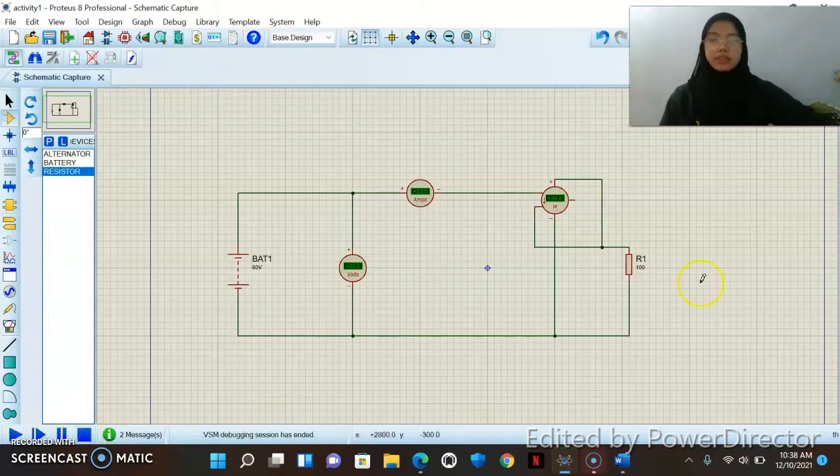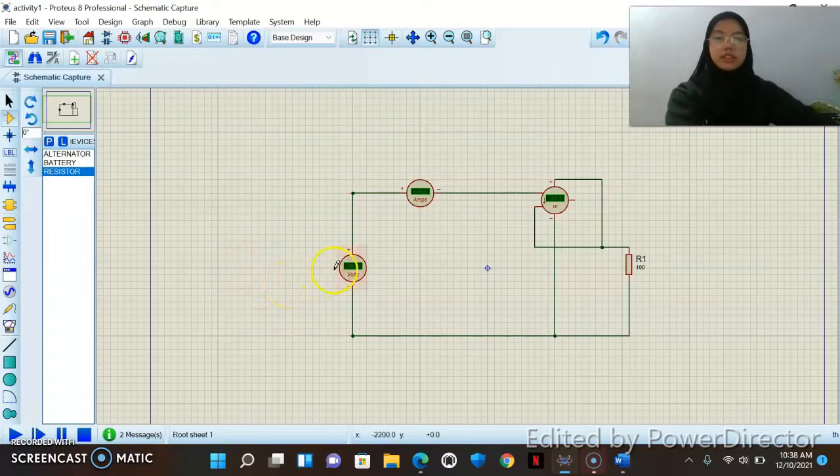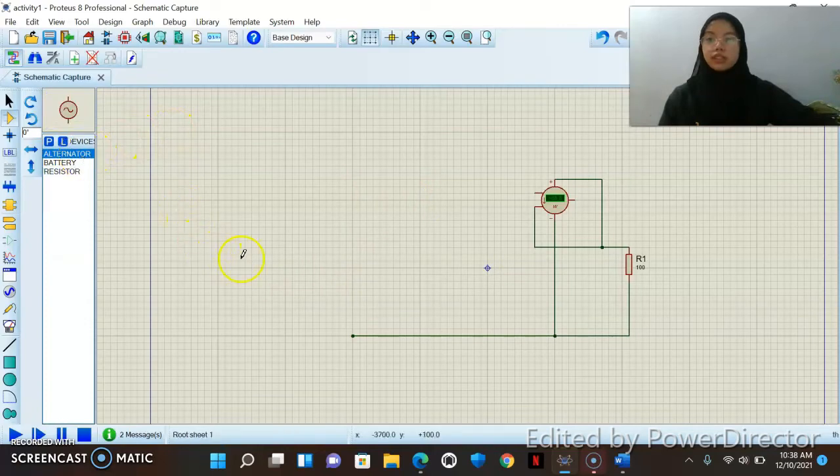For activity 2, we just need to change the circuit to AC. So we delete this one and this one, and use the alternator as the AC source.